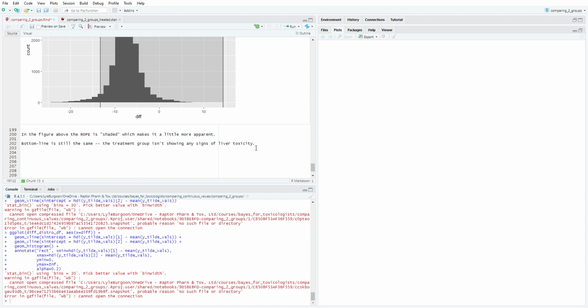The treatment really is not different from the vehicle, and that's really the bottom line. The treatment group isn't showing any signs of liver toxicity, period. End of story.